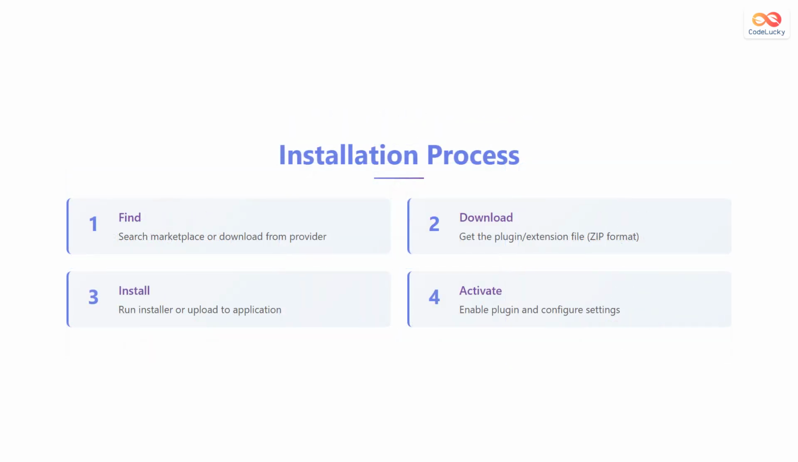Installing plugins and extensions follows a simple four-step process. First, you find the plugin or extension you need. This typically means searching official marketplaces or downloading directly from the provider's website. Second, you download the file, which is usually in a compressed zip format. Third, you install it by either running an installer program or uploading the file to your application's plugin directory. Fourth, you activate the plugin and configure any necessary settings to make it work with your needs.